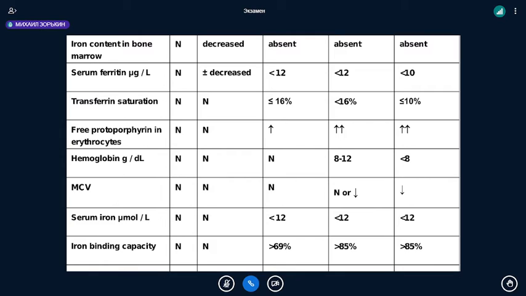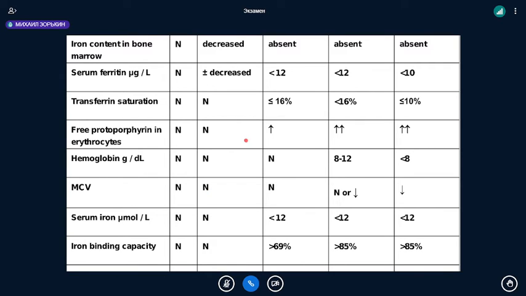Serum iron will be less than normal, and total iron binding capacity will start to increase more than 69%. That's it. After that, with time, the process becomes more severe, and early iron deficiency will happen. So what are the differences between the latent stage and early iron deficiency?